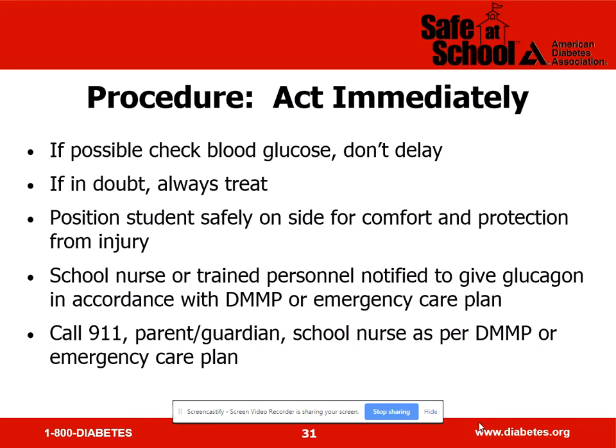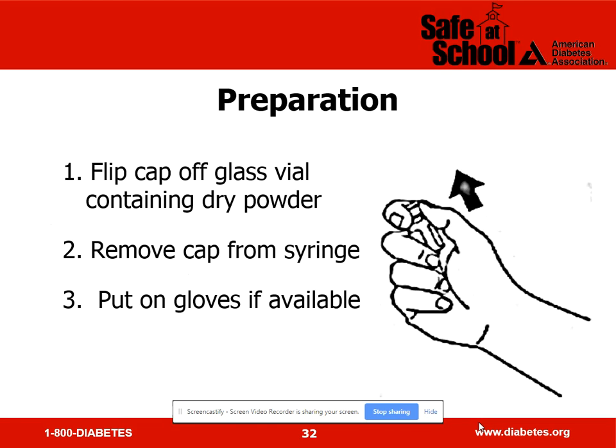Position a student safely on the side for comfort and protection from injury. A school nurse or trained personnel should be notified to give glucagon in accordance with the plan or emergency care plan. Call 911, a parent or guardian, and the school nurse as per the plan or emergency care plan.